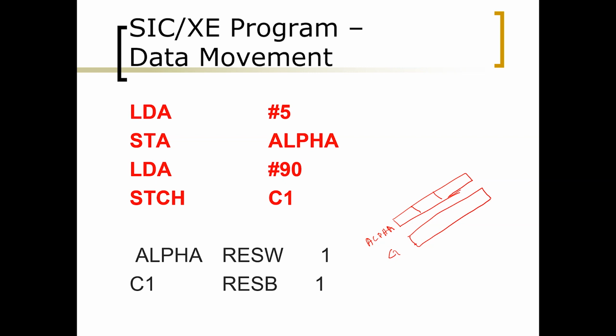Now we will go into the program, LDA hash 5. I have already discussed what is meant by hash. It's an immediate operand. So we are going to load 5 into accumulator directly. So in SIC, you have to store it in the memory, then you have to load. Here you can directly load the value. So the value 5 is directly loaded into accumulator. Now accumulator contains a value 5. Clear?